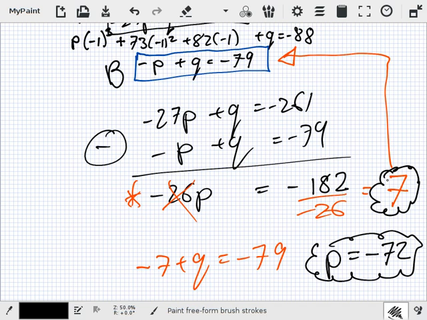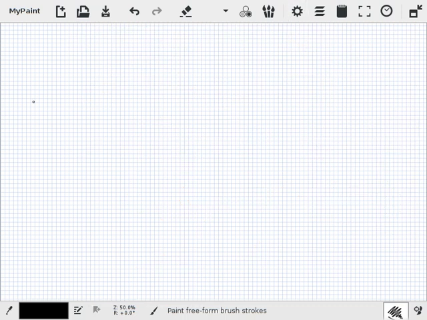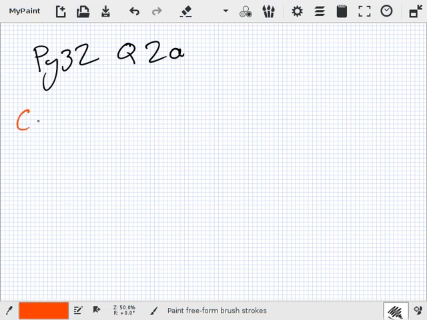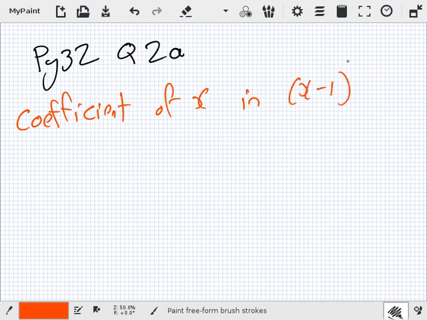Okay, so what will we have a look at next now? Page 32, the second one. Which question? Number 2. Which part would you like? A. That was one you tried for homework, wasn't it? Okay, so page 32, question 2A. What is the coefficient of x in x minus 1 squared?